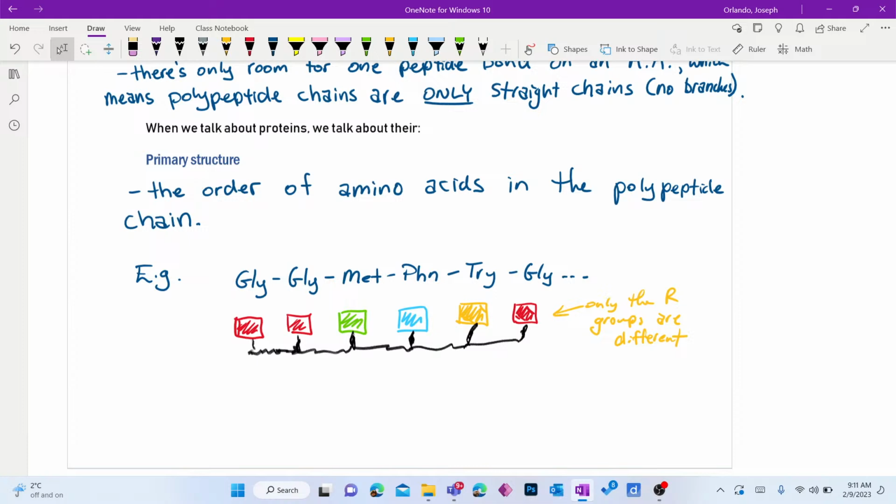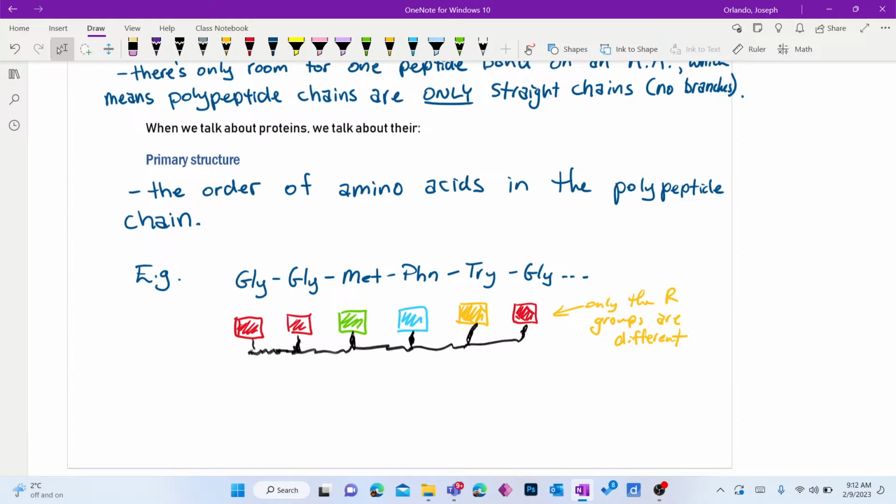But the R groups are very different from one another. Some of them are big and bulky. They take up lots of space. Some of them are very small. Some are polar. Some are non-polar. Some are acidic. Some are basic. Some have charges. Some don't. They have different properties. And what are all those things going to do?